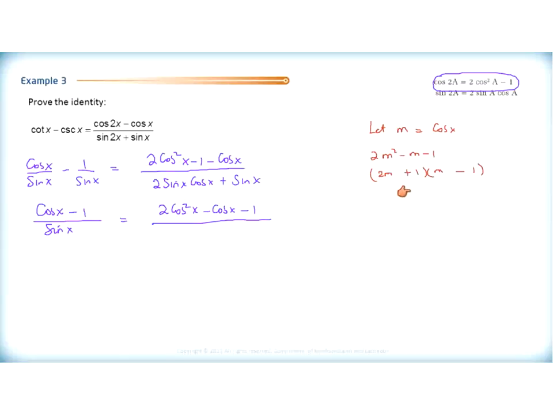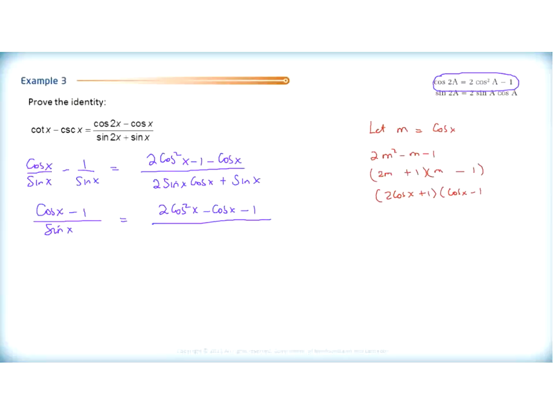But I always want to check my work. 2n times n is 2n squared. I've got a minus 2n and a plus 1n, which is a minus 1n, so there's my middle term. And I've got a plus 1 times a negative 1, which is a negative 1. So I factored it correctly. But don't forget, we let n be cosine x. So I really have 2 cosine x plus 1 times cosine x subtract 1.